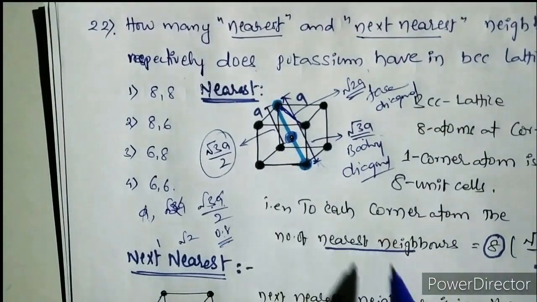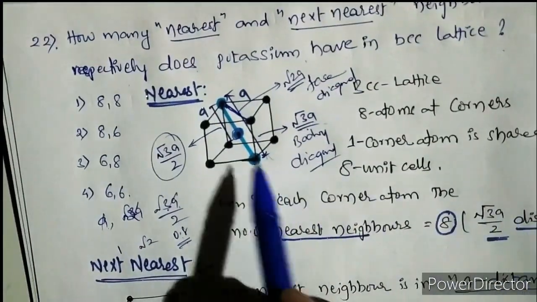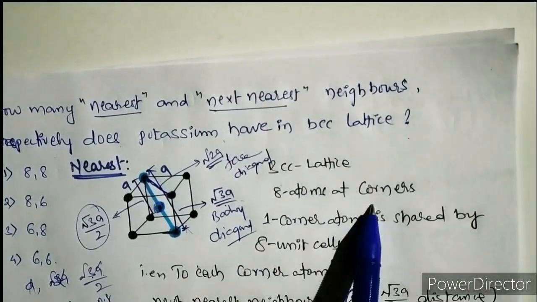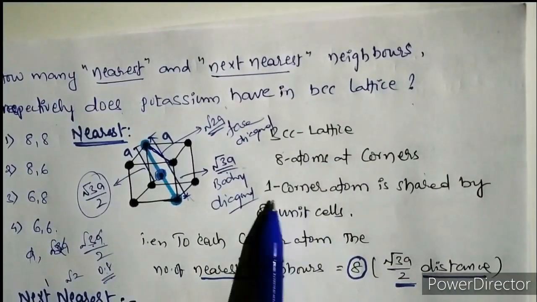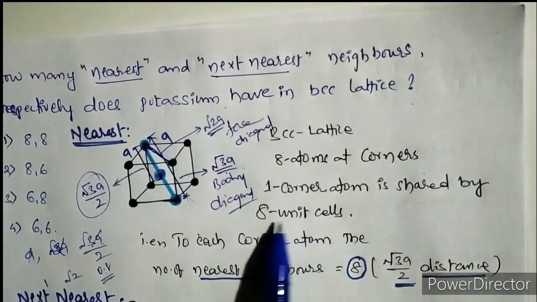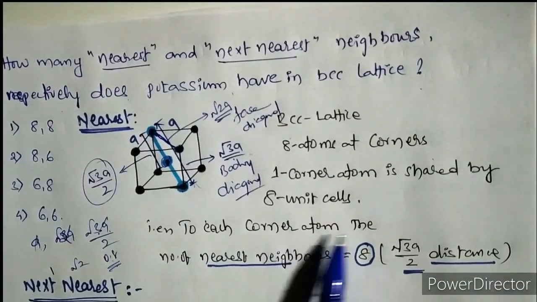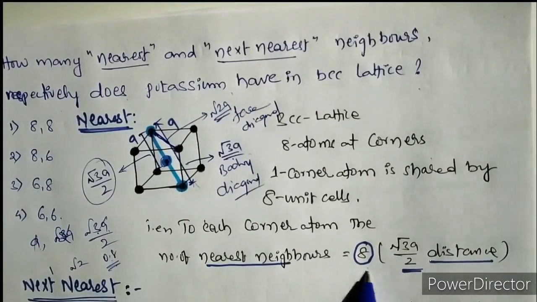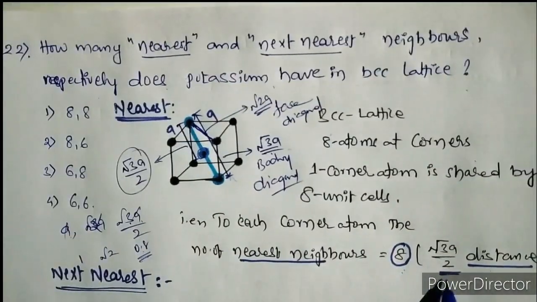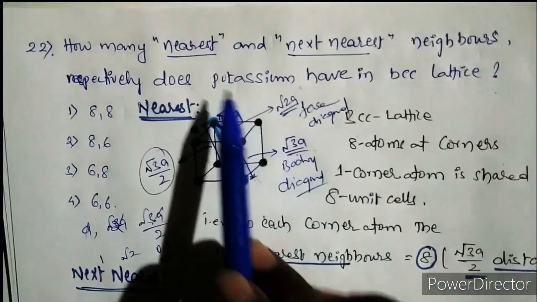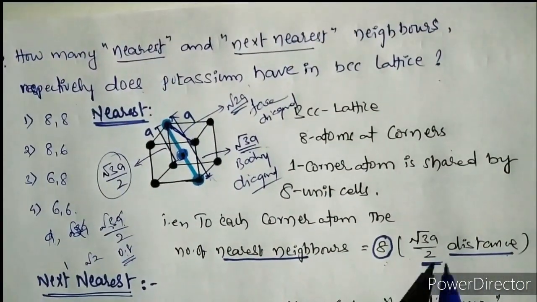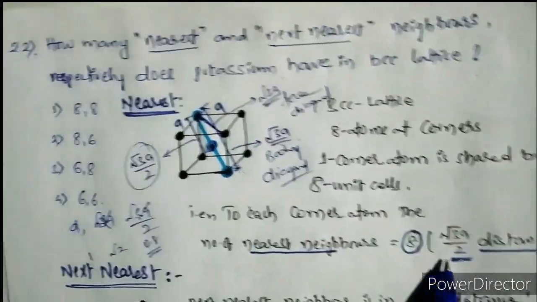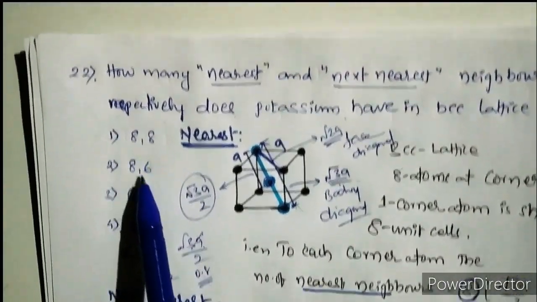So the body center atom is at how much distance? It is root 3A by 2. That means for each corner, I have already written this. It is a BCC lattice, 8 atoms at the corners. Each corner atom is shared by 8 unit cells. That means to each corner atom, the number of nearest neighbors is equal to 8. Those 8 atoms are at the distance of root 3A by 2, that means half of the body diagonal. So nearest atoms are at root 3A by 2 distance. Next one, how many atoms are nearest neighbors? 8. So one of these answers is correct, A or B.